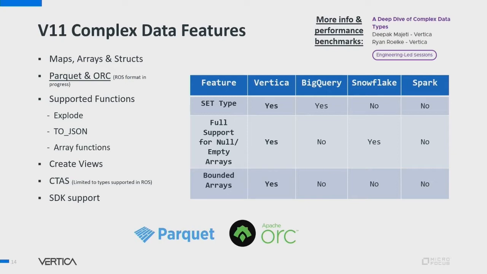We have ROS data, which is the Vertica native format, read optimized store, in progress, and plan to have the same set of functionality for the ROS format. If you'd like to learn more about complex data types and querying maps, arrays, and structs, including the use cases and how it works, and some performance benchmarks, which are very interesting, check out the session called the Deep Dive for Complex Data Types with Deepak and Ryan.